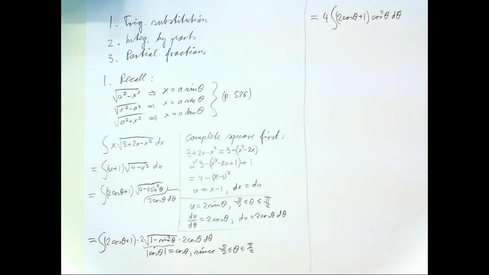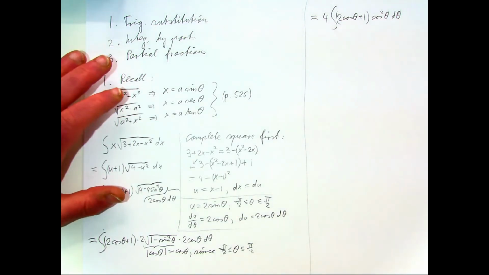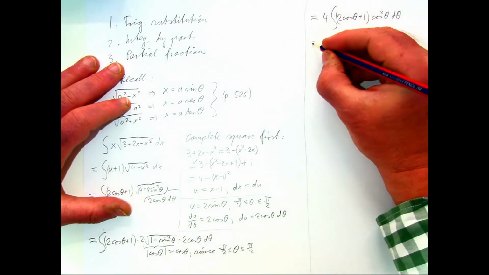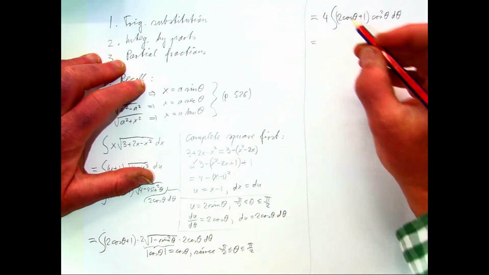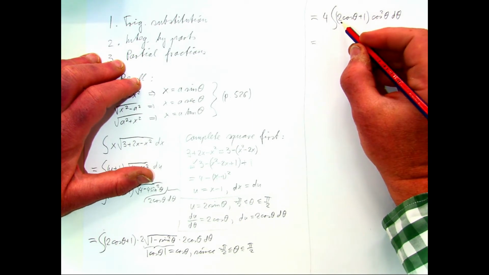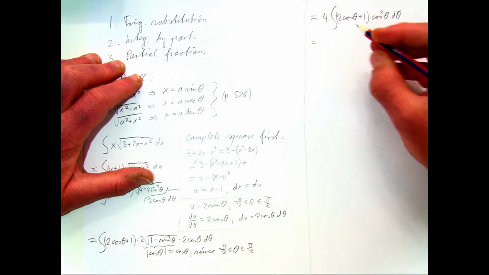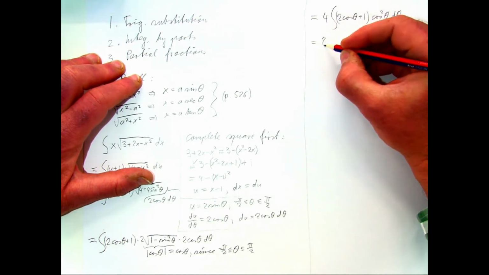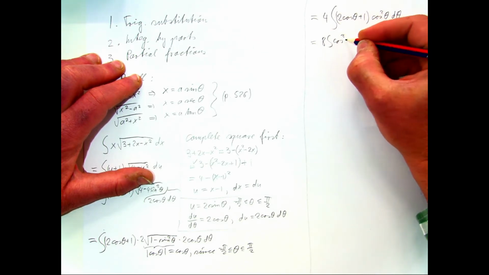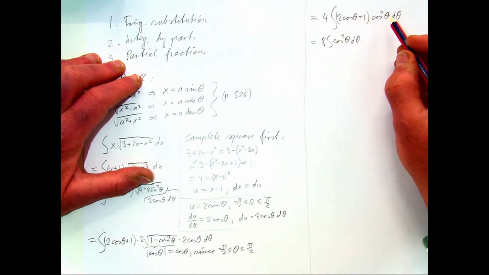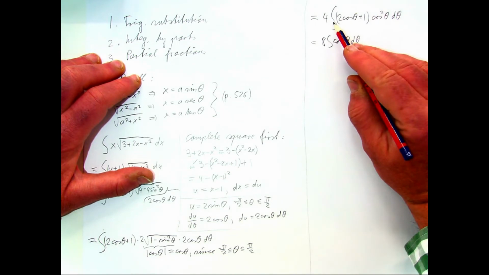And now what do we do next? Well, we just multiply that in and try to integrate it. So this would be 8 cos to the third. So add this and this together with that gives me 8 cos to the third. And then I have here a cos squared, which comes with a factor 4.